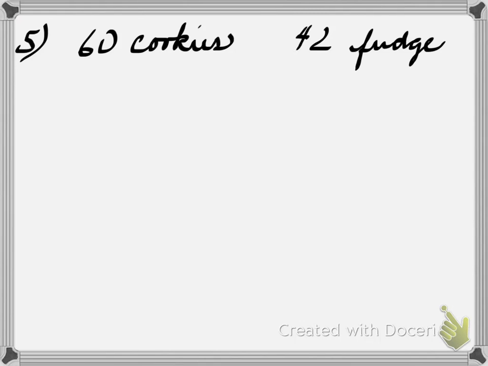So first of all, we're going to have to find out what's the largest number that we can make. And that's going to end up being our greatest common factor. So we can do that 2 ways. One is to list all the factors of 60 and 42.